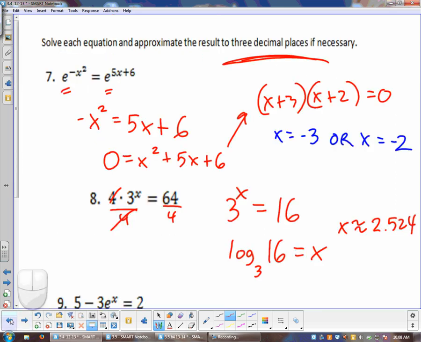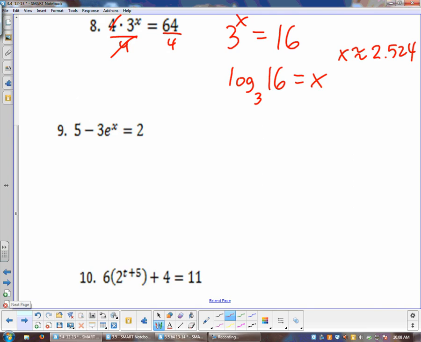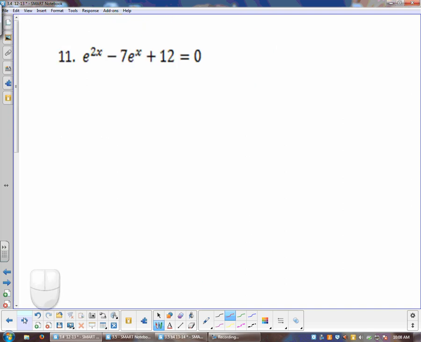Would I skip number 11 or number 10? Where's number 10? Number 10, I think you're going to be okay with that one if you're careful with your order of operations. So I'm going to skip over to number 11. Let's take a look at number 11.